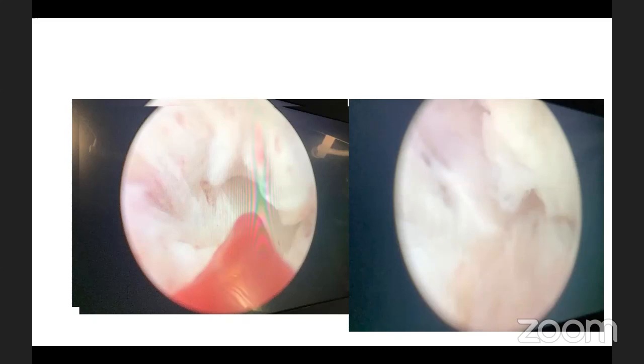We found that you couldn't see actually anything, couldn't identify the ostia. It was just all matted in there. It was just all white, all full of adhesions.